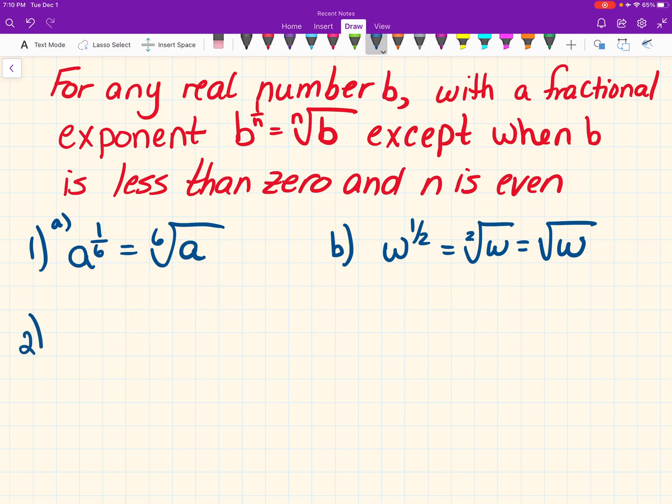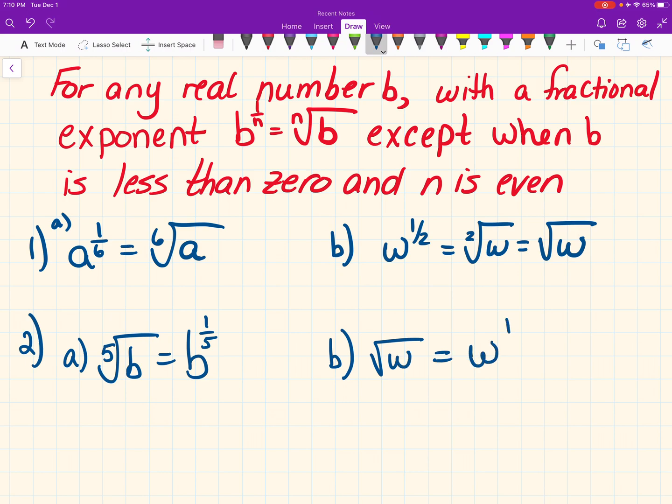So for number 2, let's go the other way. Let's say we have the 5th root of b, so that's the same as b to the 1/5. Again, you have to be able to flip back and forth depending on what we need to do. And the other one, the square root of w, is w to the 1/2. Okay, so we have to be able to go back and forth.